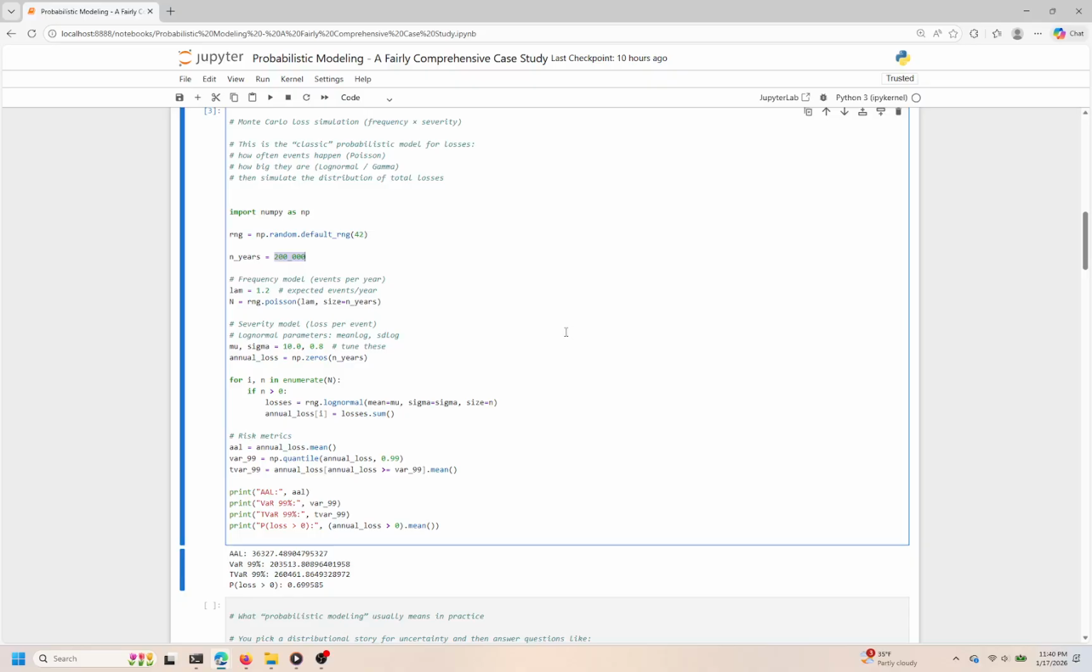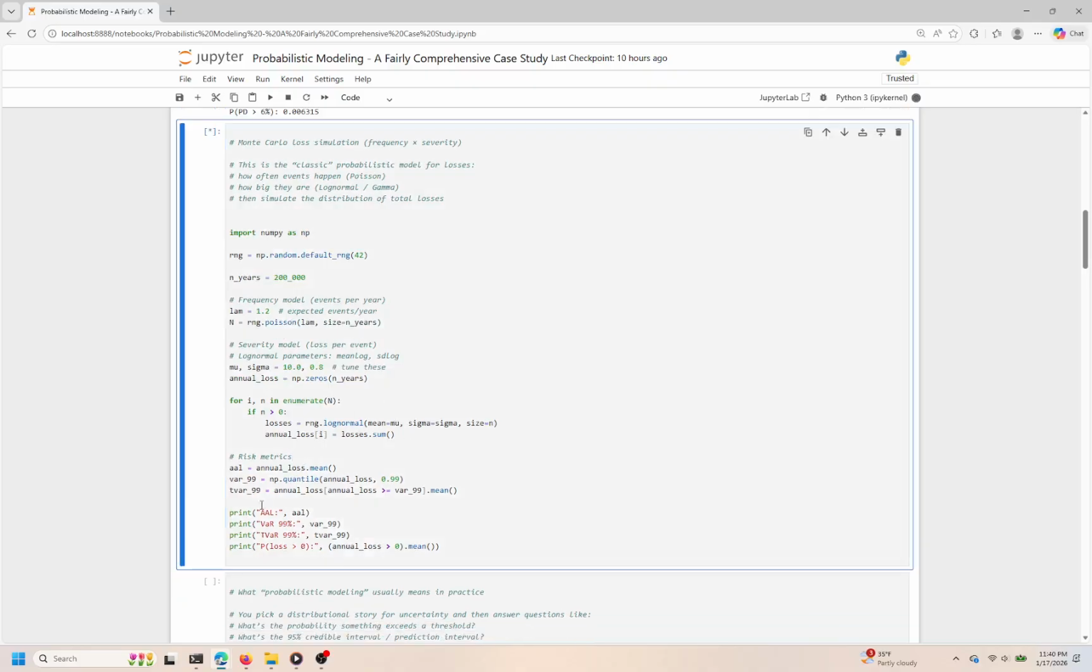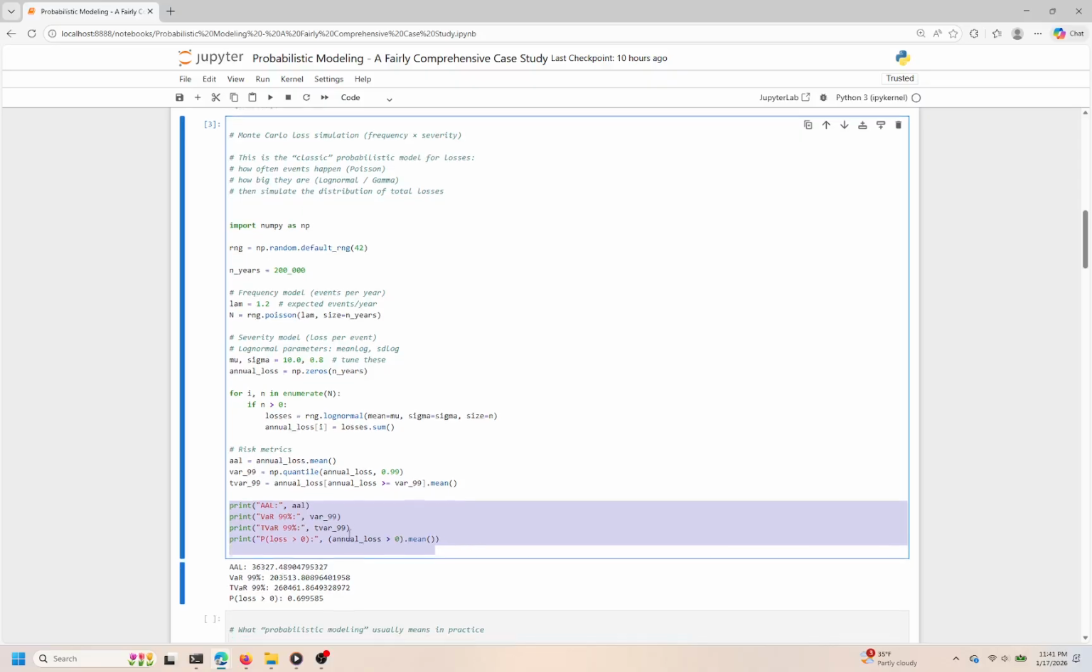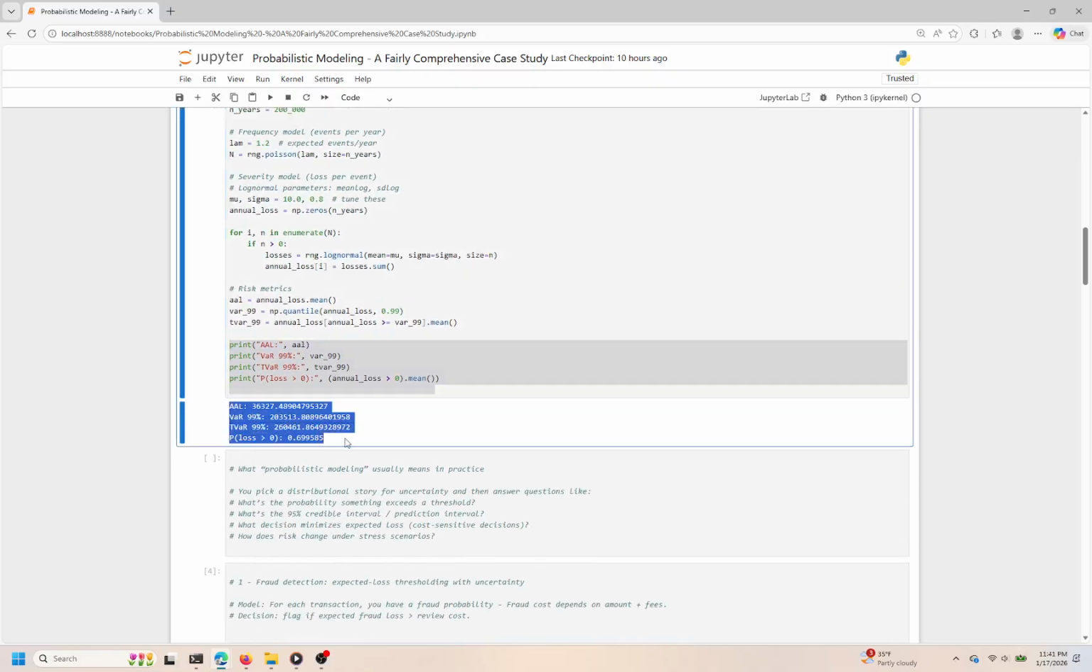Once we have our annual losses, we compute a few essential risk metrics: the average annual loss, the value at risk at the 99% confidence level, and the tail value at risk, which provides insight into the average loss when we exceed that threshold. We're also calculating the probability of incurring any loss in a given year. Each of these metrics helps us understand both the expected and extreme risk scenarios that may arise. As we proceed to the next cell, we'll likely explore how to visually represent these risk metrics, enhancing our ability to communicate insights effectively. Through visualization, we can more easily identify patterns and trends in the simulated loss data, which is critical for making informed decisions.